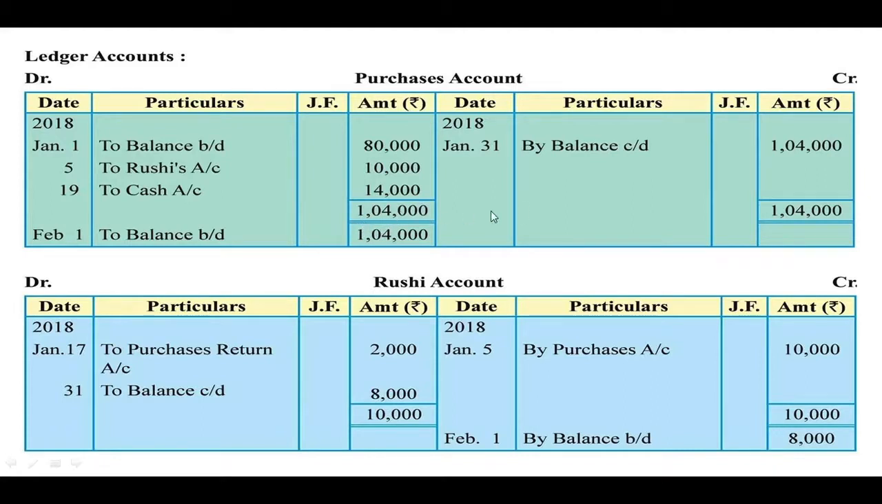Now since nothing is there to subtract from the credit side, this will become the balance carried down, that is the closing balance. So 1,04,000 is written here as the closing balance, and the date will be the last day of the month, that is 31st January. This closing balance will become opening balance for the next month. So on 1st February, to balance brought down 1,04,000 should be written below the total.